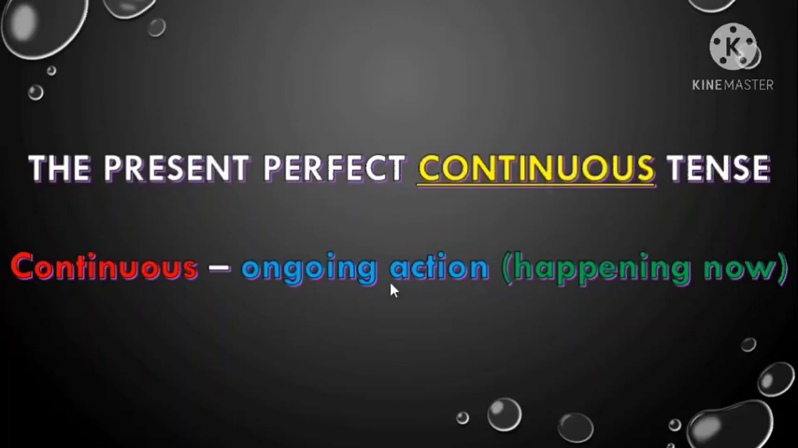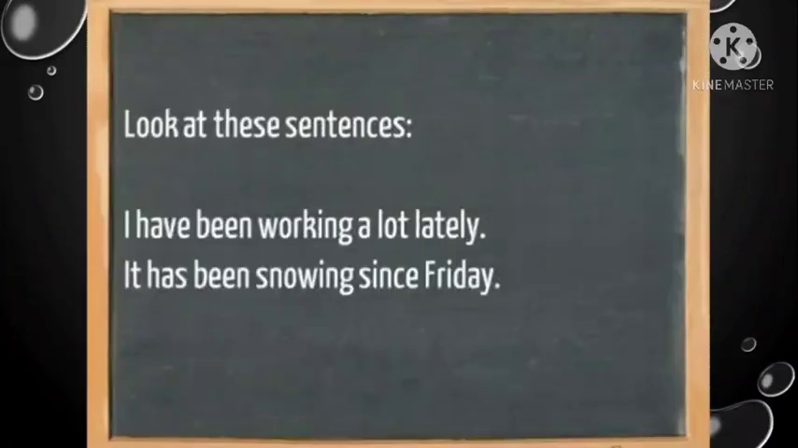For example, look at these sentences. I have been working a lot lately. Lately means recently. It has been snowing since Friday. Both these sentences are in present perfect continuous tense. Now the question is, how do we recognize it? How do we know that these sentences are in present perfect continuous tense?